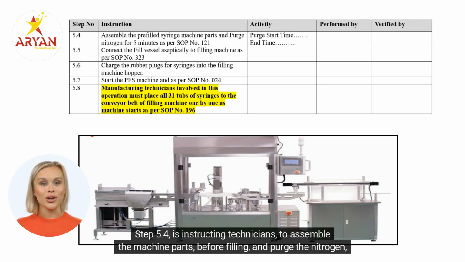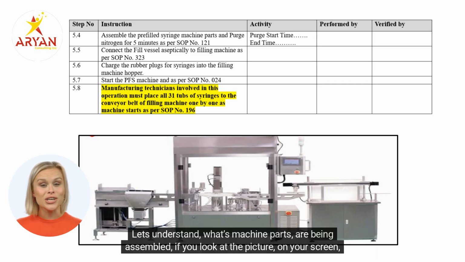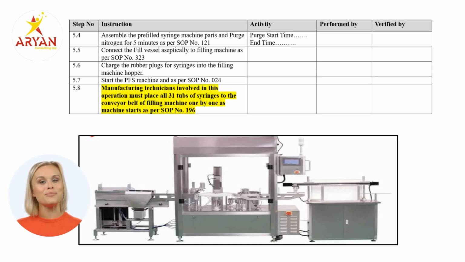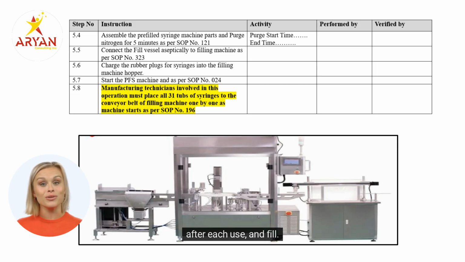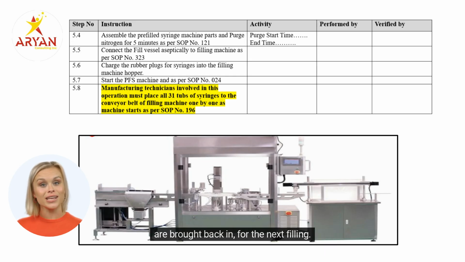Step 5.4 is instructing technicians to assemble the machine parts before filling and purge the nitrogen for 5 minutes. Let's understand what machine parts are being assembled. If you look at the picture on your screen, this is an automatic 5-head filling machine. In this machine, there are certain parts that get detached after every single use to get cleaned after each fill. These parts get cleaned and put back into the autoclave for sterilization before these parts are brought back in for the next filling.